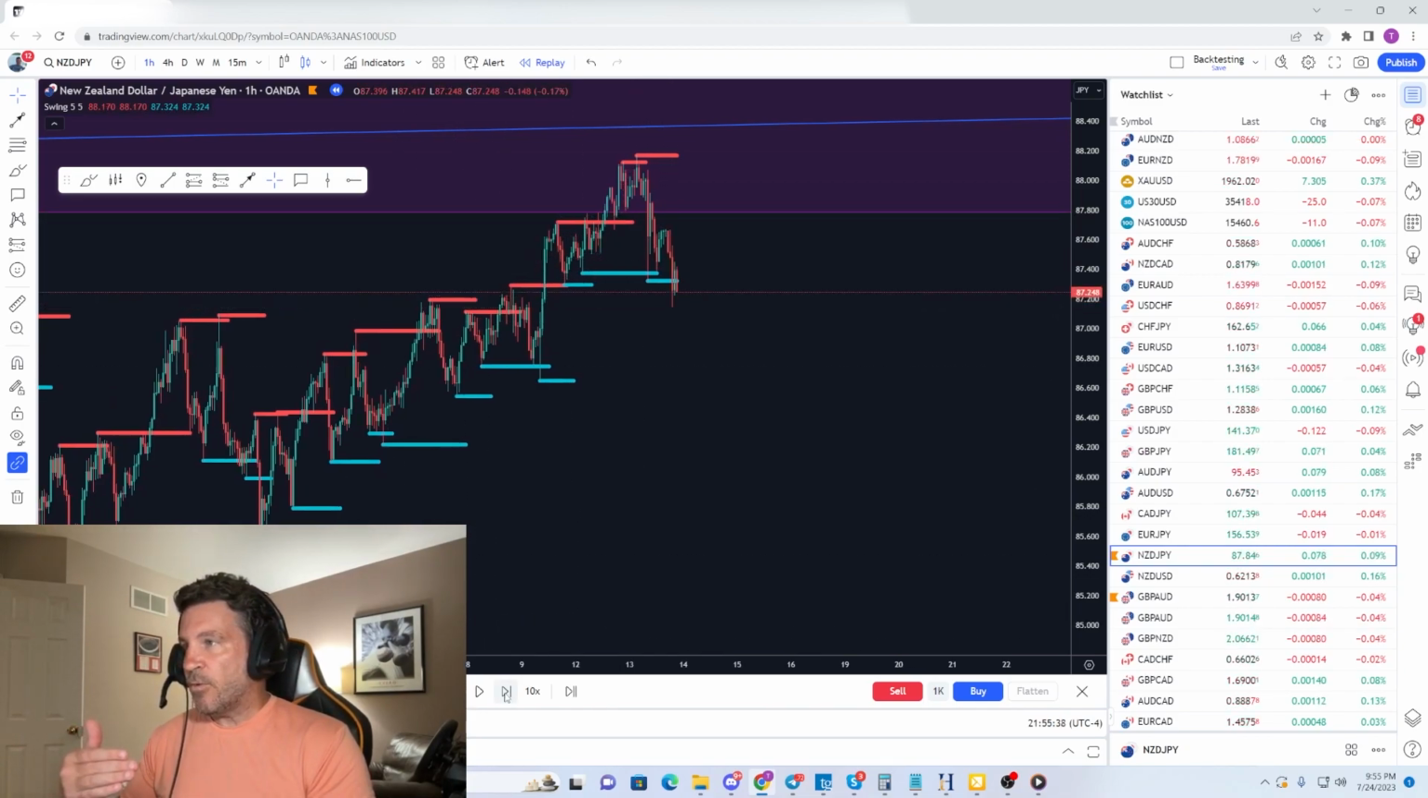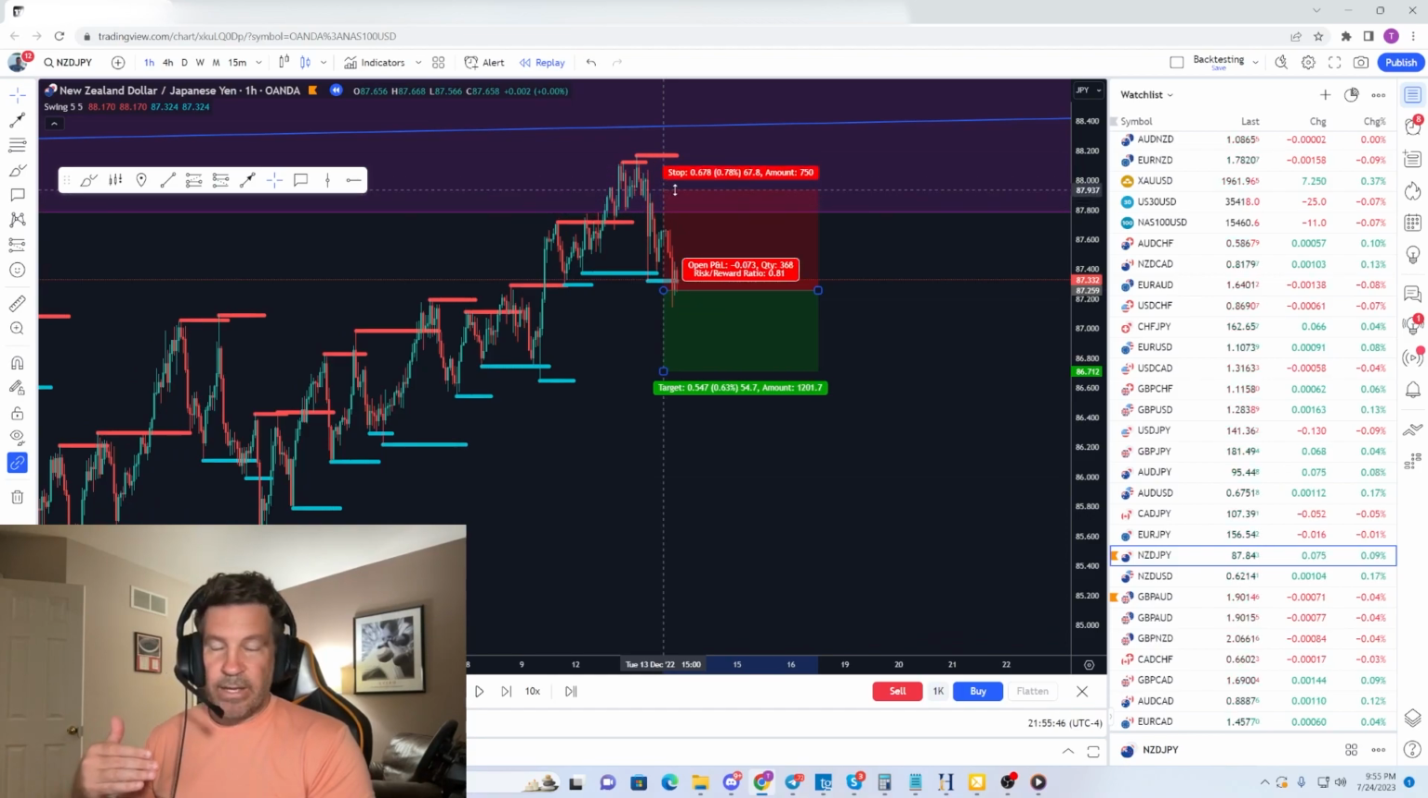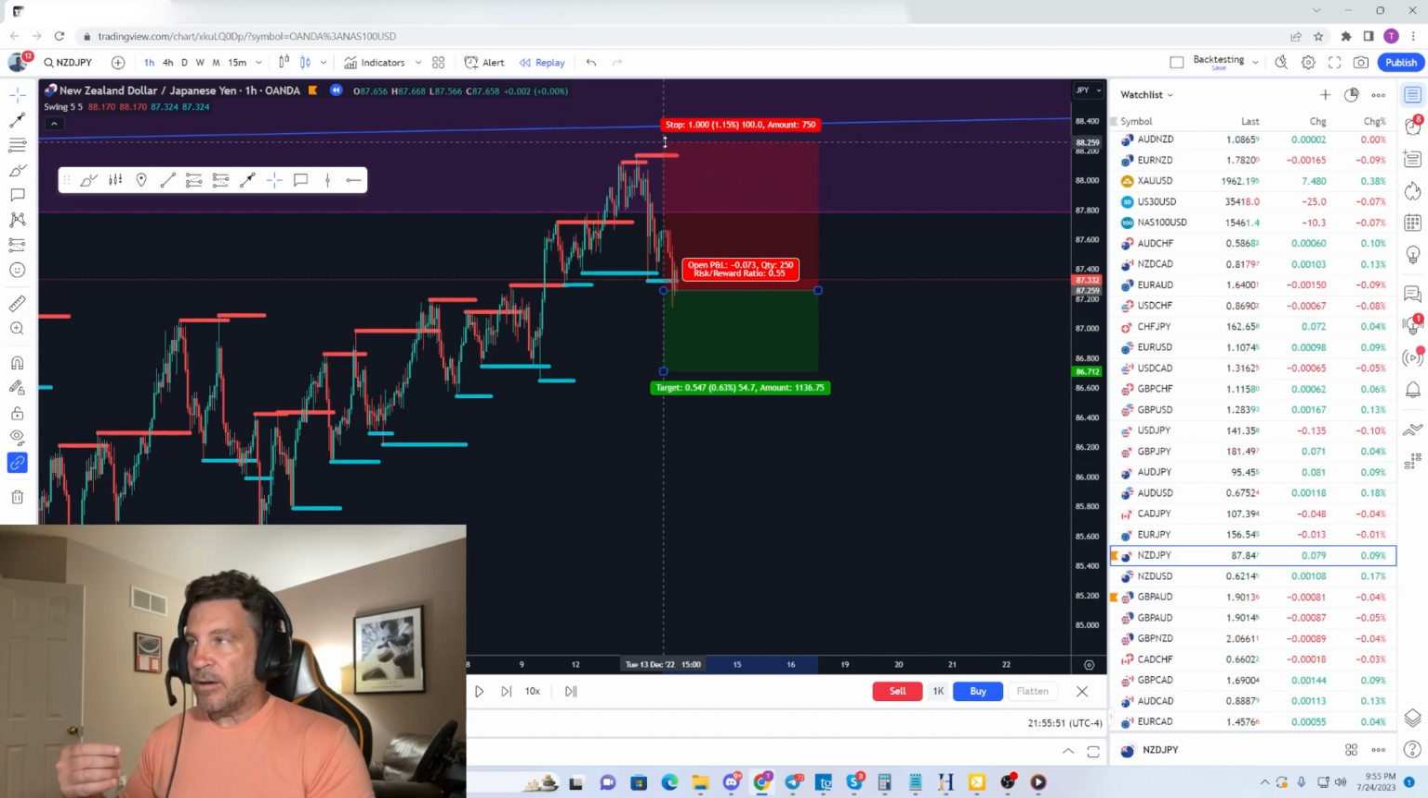So as we play this forward here, you can see we get it here, and then we might enter a short like so. All right, stop could be above any area here. Could be above this high here. It could be above the last swing high. However you see fit, or however you manage the trade here.